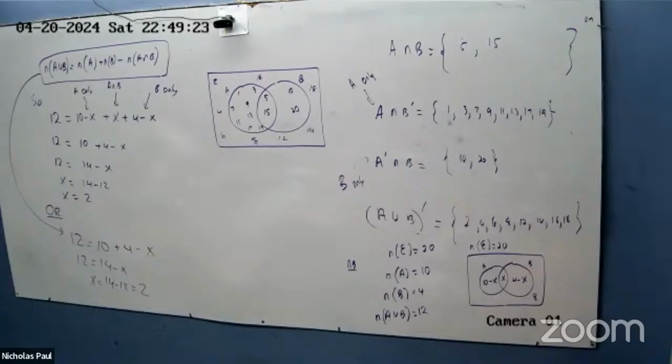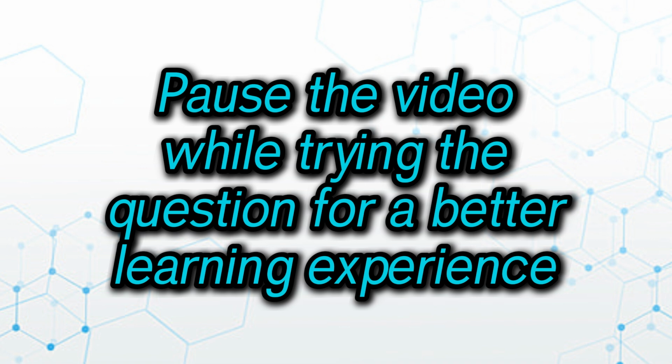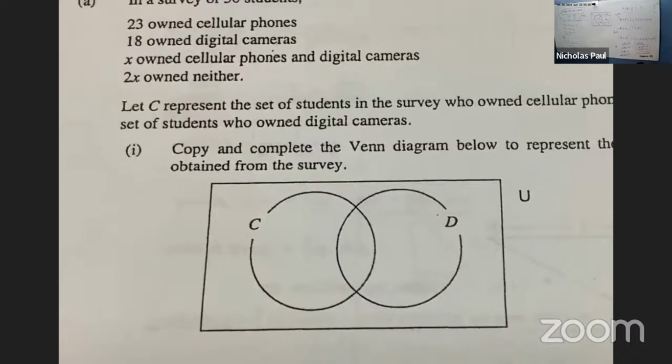Next one is 2009. Put in all the values. Be careful with the wording in there. So 15 is surveyed, so the number in the universal set is 50. X own both, 23 own cellular phone, so that's 23 minus X. And digital cameras will be 18 minus X. And 2X on the outside.